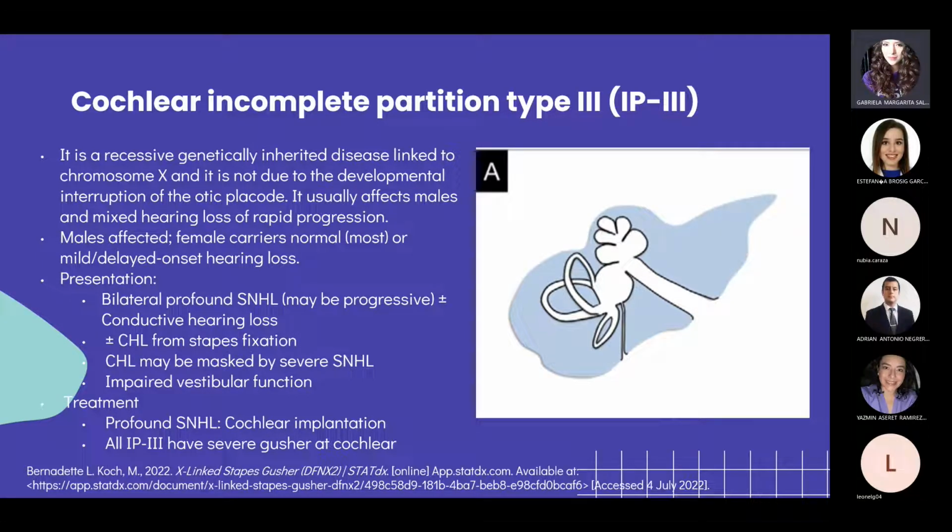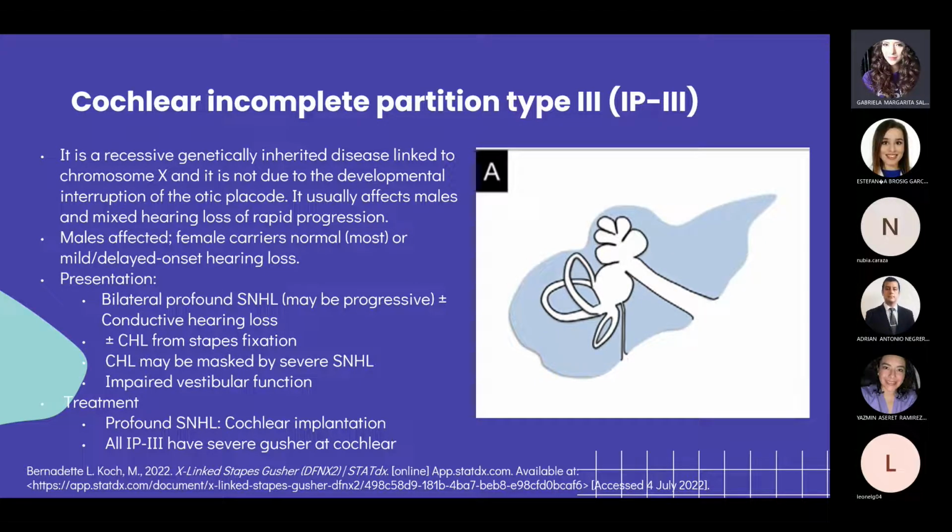It presents itself with bilateral profound sensorineural hearing loss, and it may or may not be progressive, and it can also have or not have conductive hearing loss. It can have conductive hearing loss from stapes fixation, and conductive hearing loss may be masked by severe sensorineural hearing loss. And patients can also have impaired vestibular function. When it is a profound sensorineural hearing loss, cochlear implantation can be used for treatment, and all patients with IP type 3 have a gusher at the cochlea.